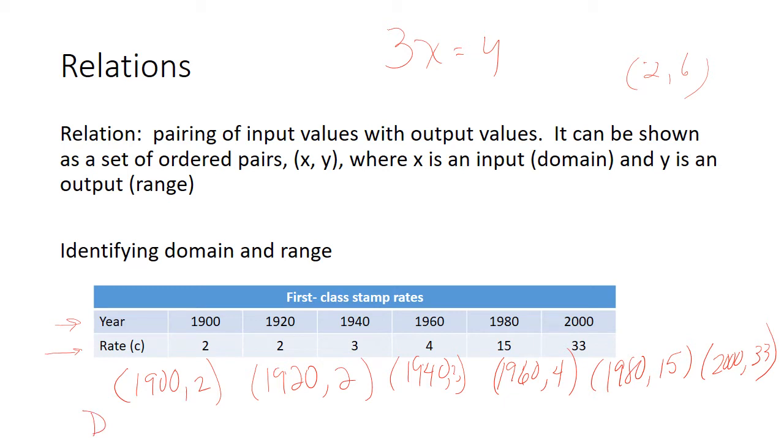Now, if we are wanting to say our domain, the way you're going to write it, so domain is the D, and I've seen it with an equal sign or a colon. Our book says to do a colon. Then you're going to do the little curly bracket. Our domain is 1900, 1920, 1940, 1960, 1980, and 2000.